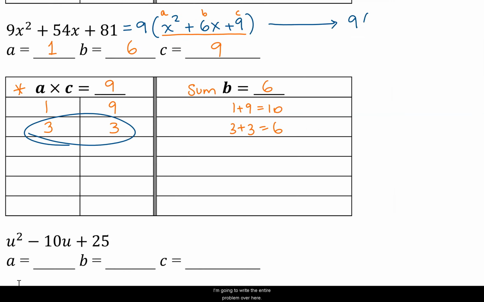I'm going to write the entire problem over here. I've noticed in my many years of teaching, when students factor out a greatest common factor, they tend to ignore it. And sometimes they'll put it on at the end, but most of the time they forget that they've ignored it, and it gets left off. So make sure if you factor out a greatest common factor, go ahead and carry it over when you're factoring the rest of the polynomial to make sure that you don't forget it.